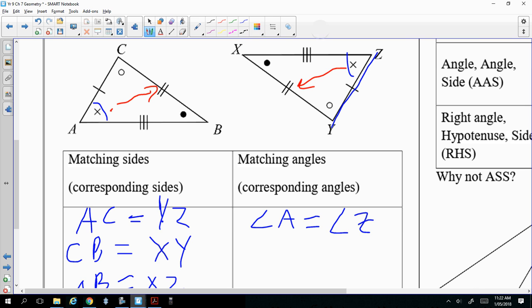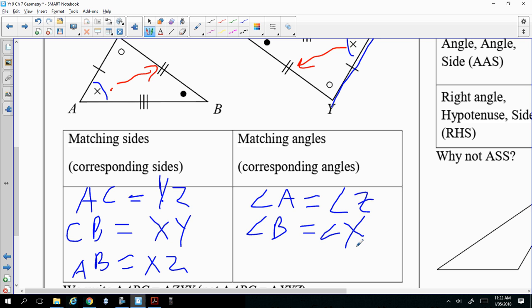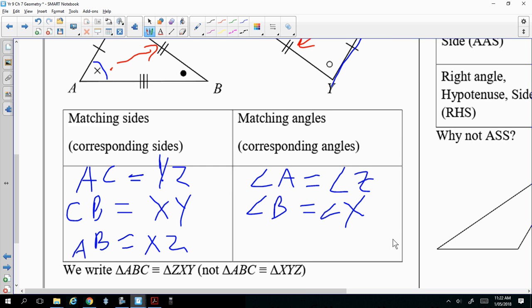We've got 2 more. Let's ask another student, Dominic. What's the next pair you can see that are equal? B equals X. Okay, angle B equals angle X. And we've got one more. Let me ask another student. Geneva. Yep, angle Y. Thank you.